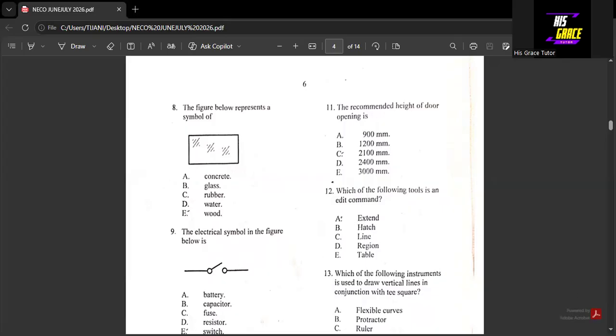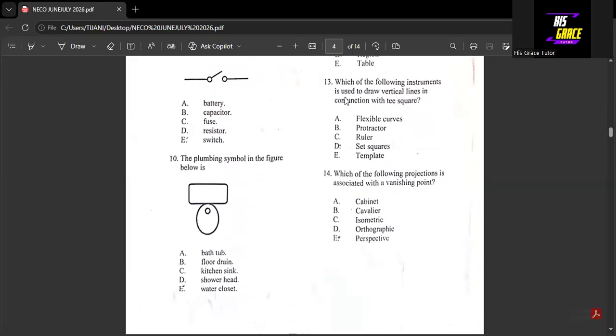Okay, so moving on to question 13, which says which of the following instruments is used to draw vertical lines in conjunction with T-square? So the answer is set squares. Okay, so use set squares to draw vertical lines in conjunction or with the support of the T-square.